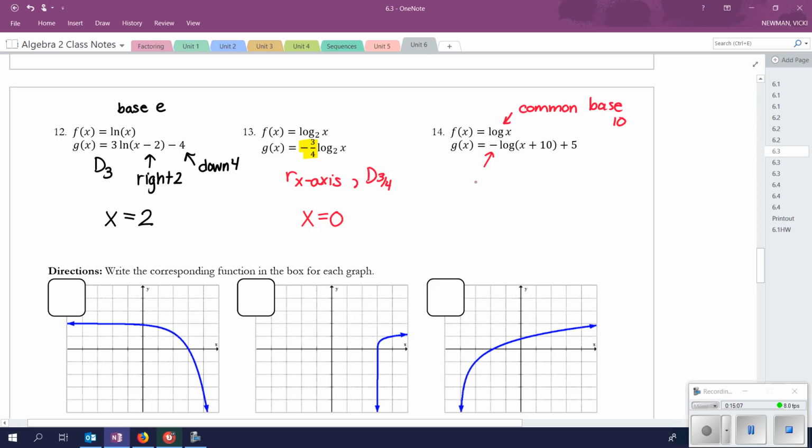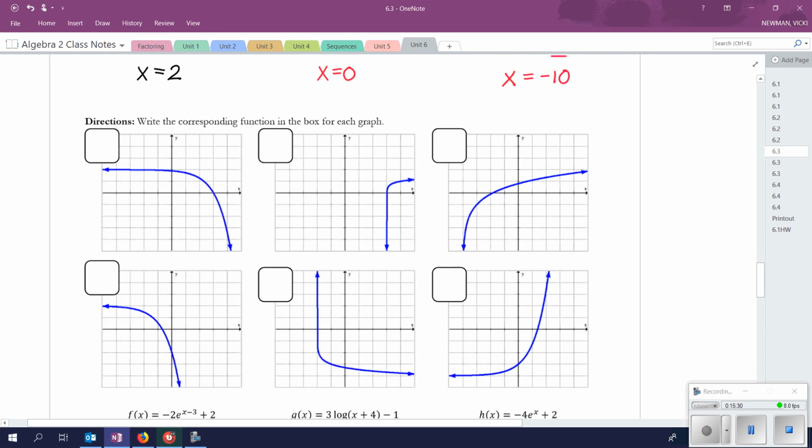Negative means reflection in the x-axis. Plus 10 inside means goes to the left 10. Plus 5 on the outside means goes up 5. So our vertical asymptote moves left 10, so x equals negative 10.